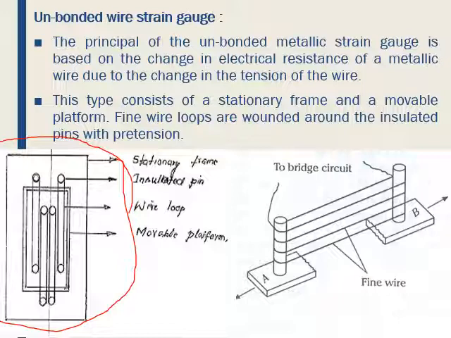When the movable platform is moved relative to the fixed base, filament tensions are either increased or decreased, and the corresponding resistance change may be calibrated in terms of strain. The assembly must provide a built-in pre-strain in the grids greater than the maximum compressive strain to be sensed.